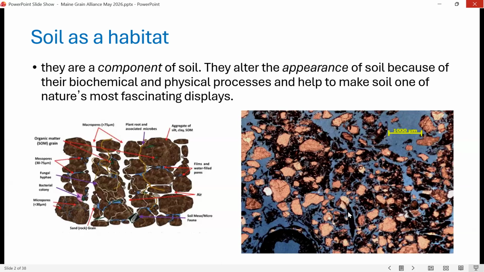On the right-hand side, the blue in this slide is really open space. This is the pores, and it's a resin that we put in so that we could take a physical slice of soil. And the tan elements there are actual mineral particles like sand and silt or clays. And the dark material is organic matter, and in the lower left-hand side, you can see the outline of a plant root.